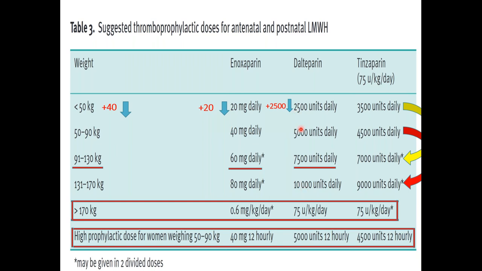So increase here, start with 2,500. You add 2,500 here, so it will be double, 5,000. If you increase by another 2,500, it will be 7,500. Here, if you add 2,500, it will be 10,000.